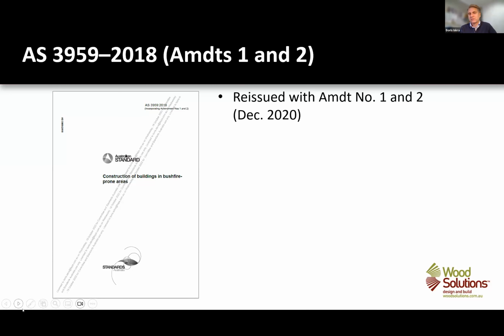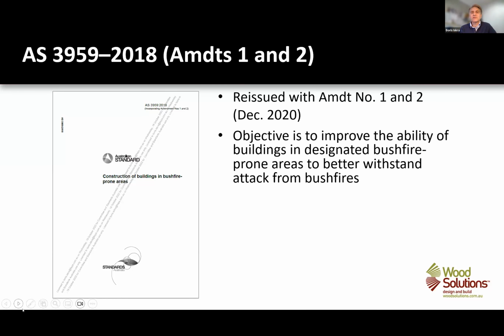So as we learn from the effects of bushfires, that knowledge is then transferred into this particular document to try and enhance the performance of our buildings. And I suppose that's a key objective of the standard. It is about improving the ability of our buildings to withstand bushfire attack. And so therefore it does look at that whole structure.